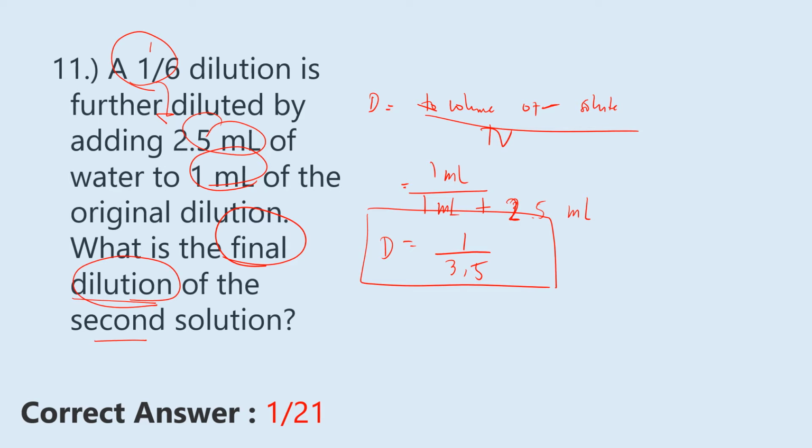So therefore, all you have to do is to multiply the dilution factor of the second tube, which is the denominator, in this case 3.5, with the dilution factor of the previous tube. So therefore, you have 3.5 times 6. This is now 21. So you have now the answer 1 over 21 as the final dilution of the second tube.